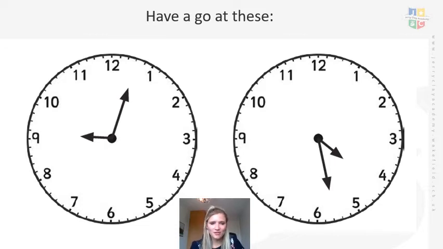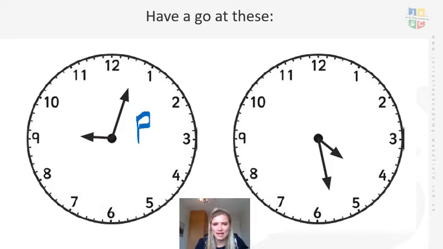Now, if I look at the first question, I'm going to look at the minute hand to start with, and I can say whether it is past or to. I know that it is on the past side because obviously it's gone past the 12, so I'm going to put a P there to show that it is past.